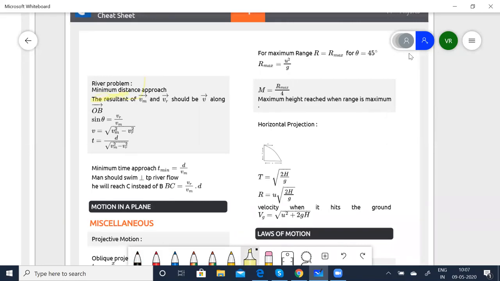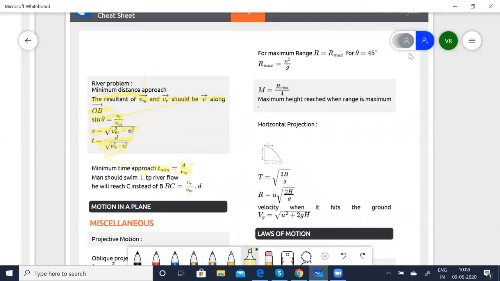see, the resultant of VM and VR should be V vector along OB. Okay. And sine theta, you know, is VR by VM, where V is the resultant, which is going to be root of VM squared minus VR squared, and T is equal to D over V, where T is going to be the minimum time of approach. Okay. So T is going to be D by root of VM squared minus VR squared. Suppose T is the minimum time of approach, then it is given by D by VM.